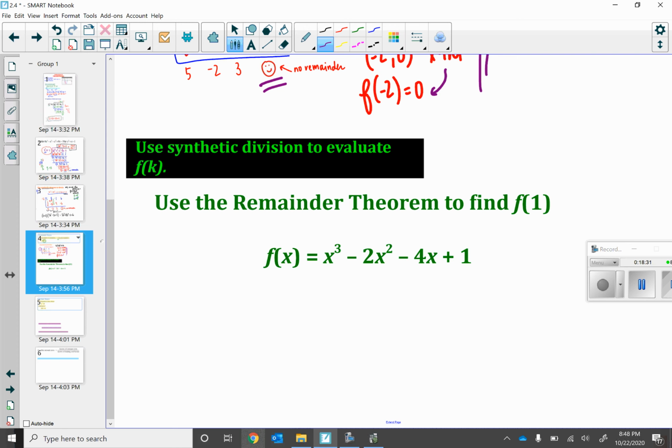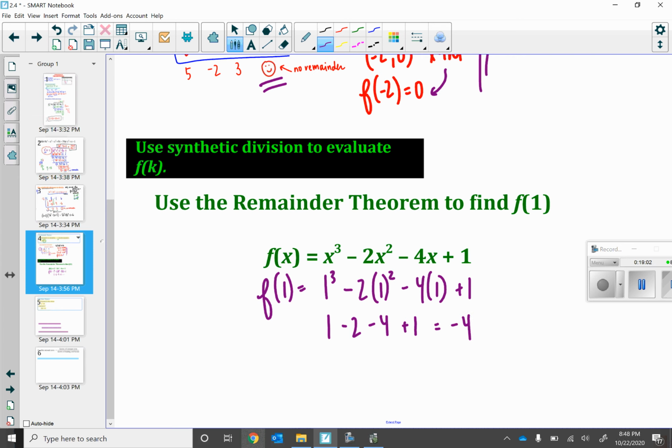So let's try and see what we can do here. Use the remainder theorem to find f of 1. Now, I will point out, we could definitely just plug in 1. f of 1 is equal to 1 cubed minus 2 times 1 squared minus 4 times 1 plus 1. So we get 1 minus 2 minus 4 plus 1. 1 minus 2 is a negative 1, minus 4 is a negative 5, plus 1. Hopefully, when I do this, I get the answer of negative 4, because that's what I know it should be.